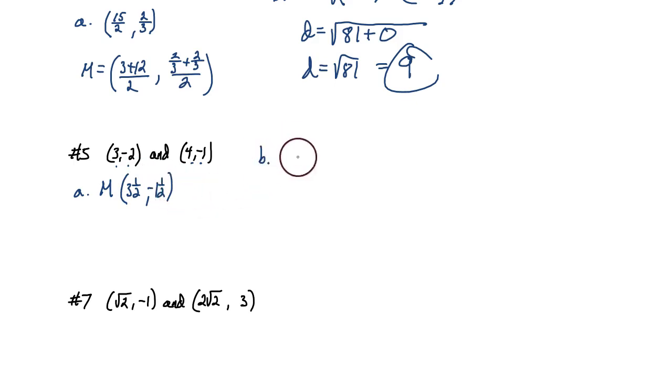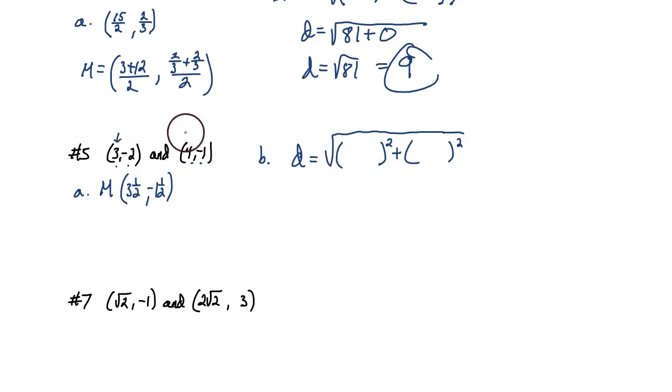Now for question B, we want to get the distance between them. So we use the distance formula. One set of parentheses squared plus another set of parentheses squared. Now what goes in here? What are you doing in these parentheses? You're subtracting the x coordinates. You're finding the difference between them.